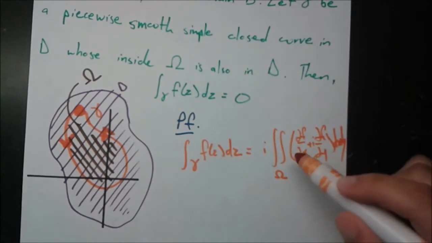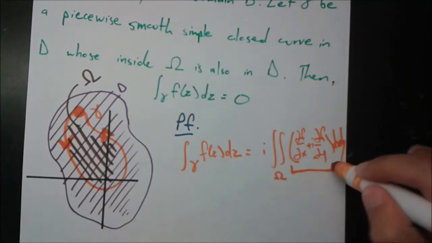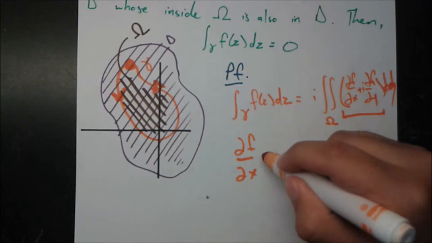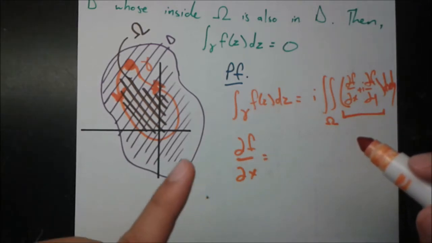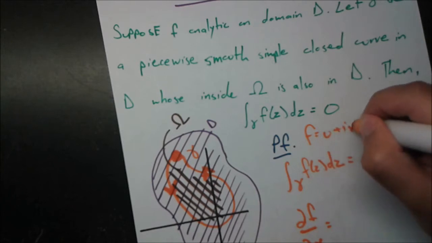So now this seems a little bit even messier than this. So what are we going to do with this? So now we're going to take the inside, the integrand, and we're going to see what we can do with that. So df/dx is equal to what? So f is u plus iv, correct? So we'll say f equals u plus iv.